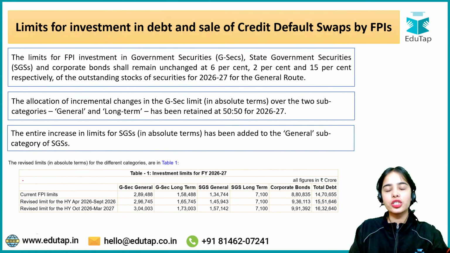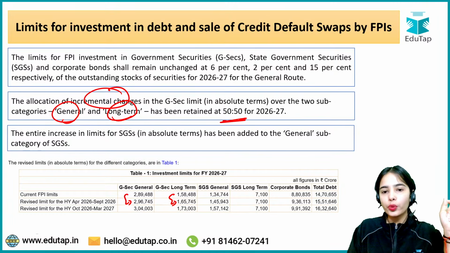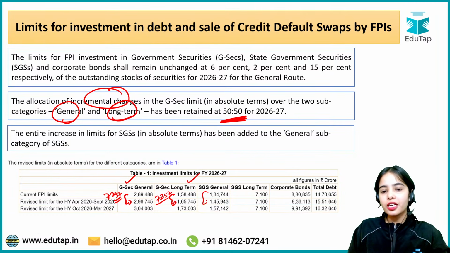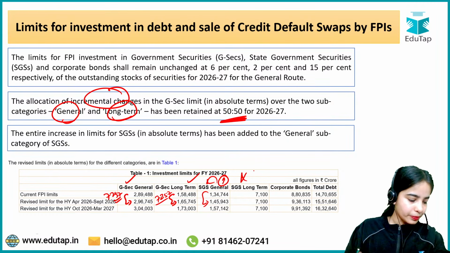This table is just to show you that for the general investors and long-term investors, there is an equal increase. The incremental changes are equally divided between the general investors and long-term investors. 7,257 crores increase for the general investors, 7,257 crores increase for the long-term investors also. For the state government securities, all the increase is going only to the general investors, not to the long-term investors. That is the idea.